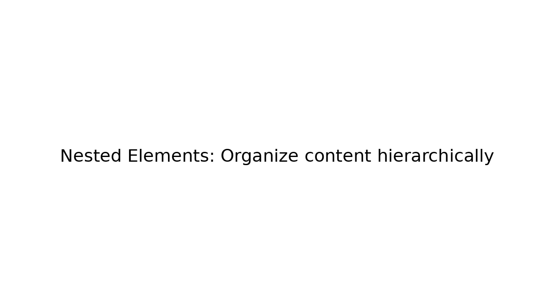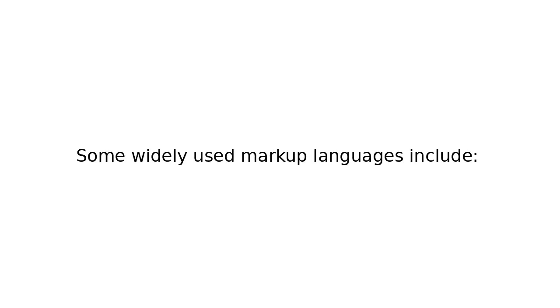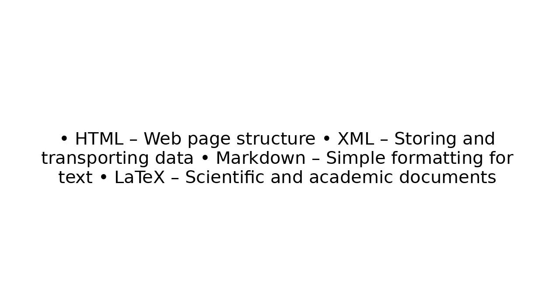Key features of markup languages. Tags or elements. Define content structure. Attributes. Provide additional information about elements. Nested elements. Organize content hierarchically. Readable by humans and machines. Both developers and browsers can interpret the content.